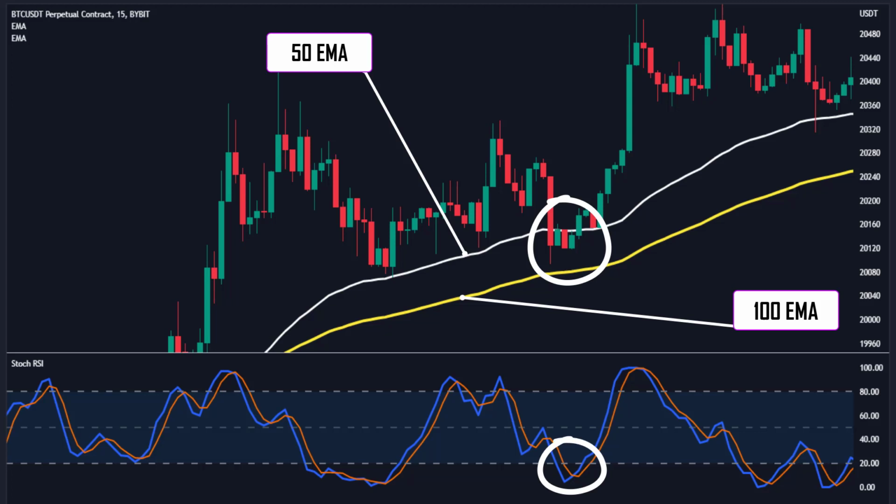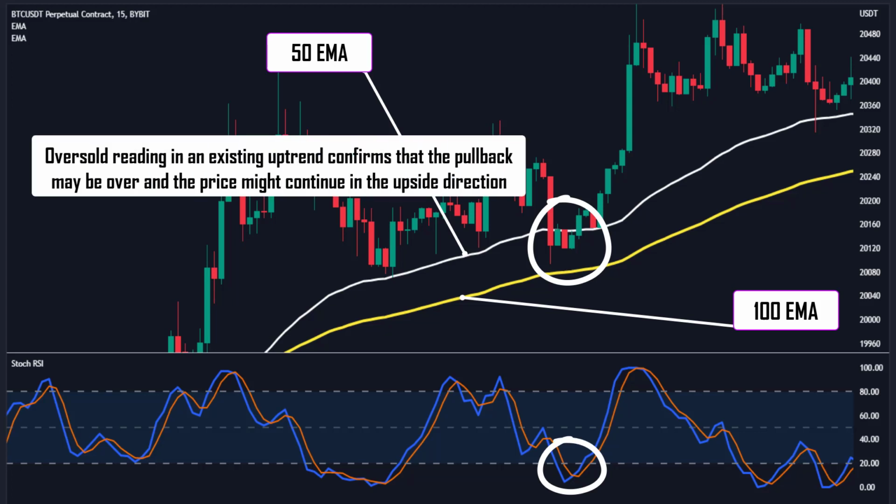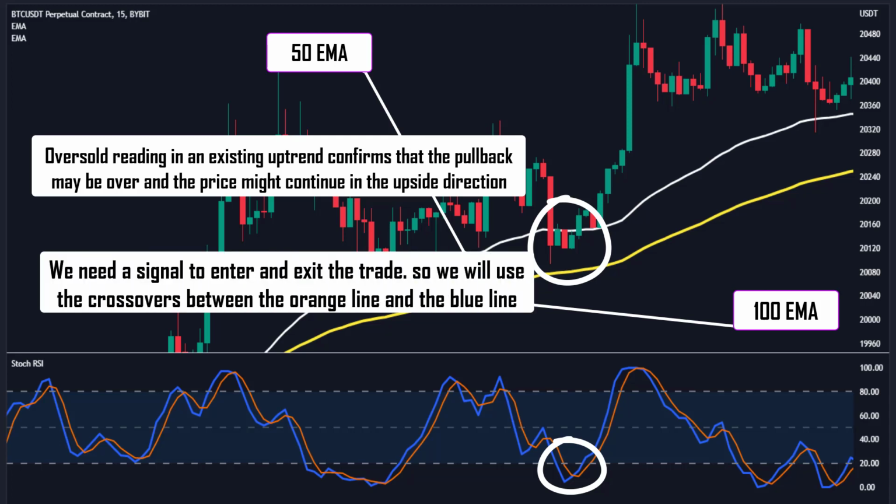You can also see that the stochastic is oversold, and an oversold reading in an existing uptrend confirms that the pullback may be over and the price might continue in the upside direction. So after confirmation from the EMA and the stochastic that the pullback is over and the price is ready to move upwards, we need a signal to enter and exit the trade.